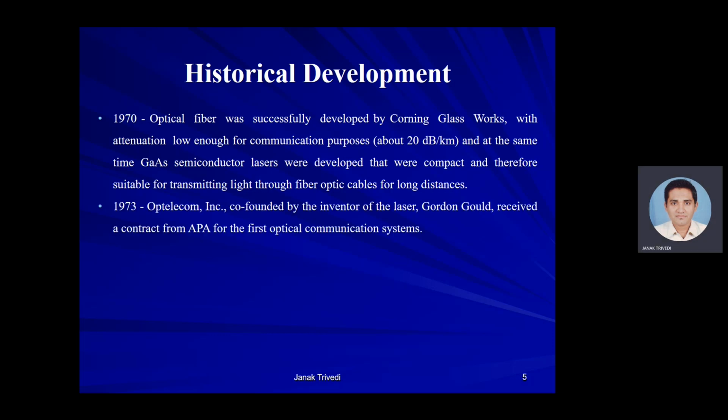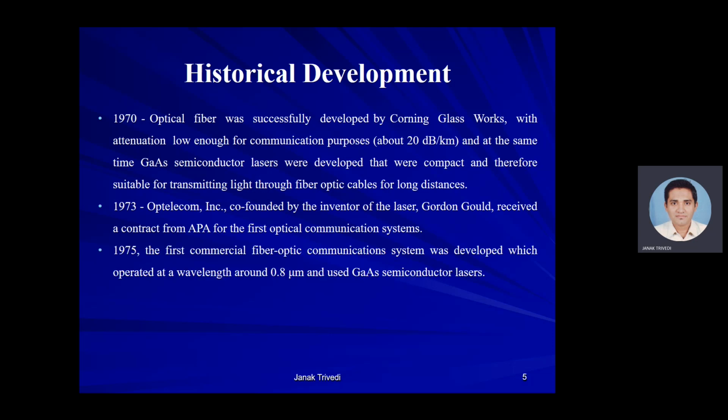In 1973, Optelecom, co-founded by the inventor of the laser, Gordon Gould, received a contract for the first optical fiber communication system. Developed for the Army Missile Command in Huntsville, Alabama, it had a laser on the ground and a spool of optical fiber played out by the missile to transmit a modulated signal over 5 kilometers.